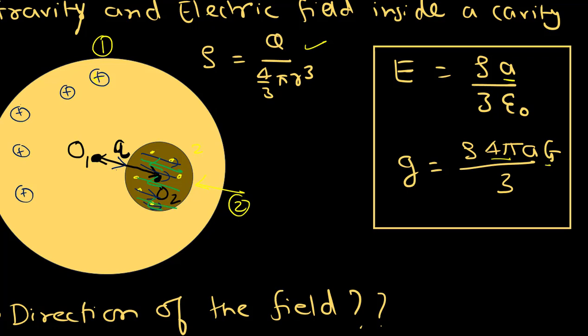So with this concept in mind and with this formula in mind, we'll take up the next question, and you will find that solving that question will be extremely simple if we use this formula of rho 4 pi a g upon 3, or E is equal to rho a upon 3 epsilon naught. So let us move to the next question.